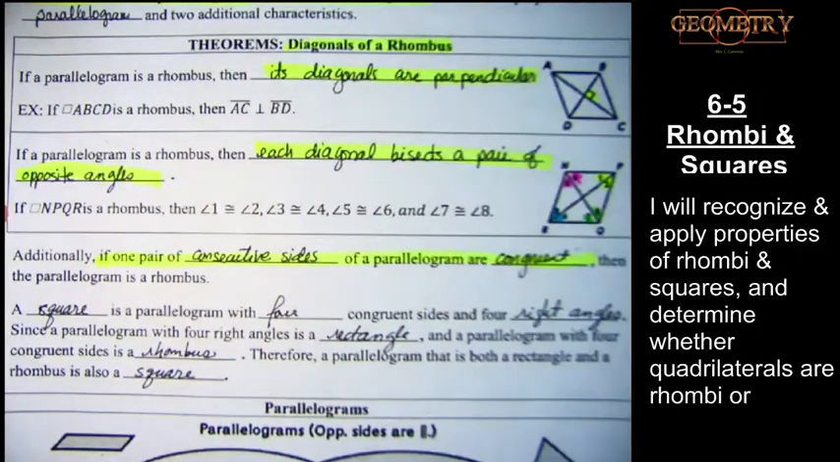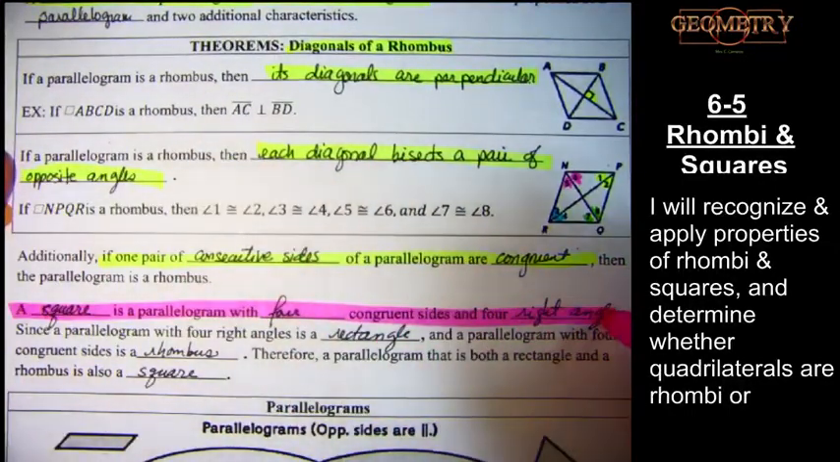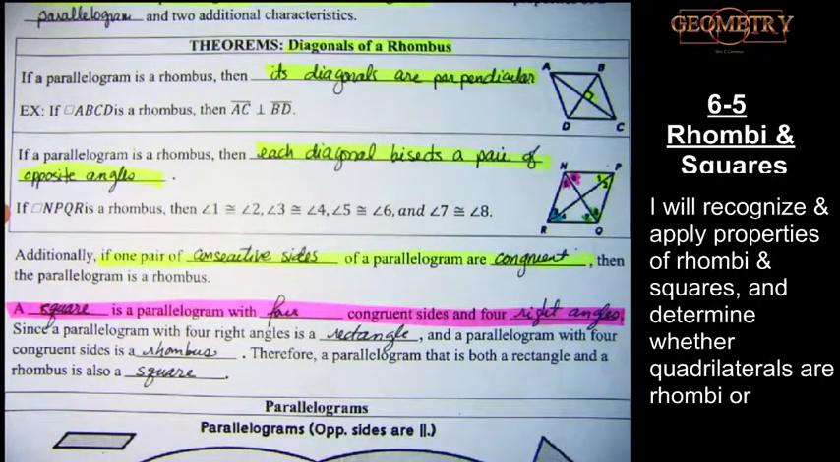Now for a square. A square is a parallelogram with 4 congruent sides and 4 right angles. Think about that for a second. Which shape did we just talk about has 4 congruent sides? Before the square. What shape are we just talking about? The rhombus has 4 congruent sides, which means a square is a rhombus. It's leaned over on its side.